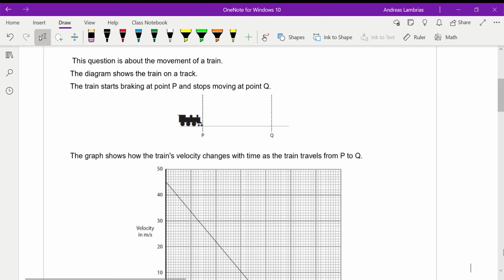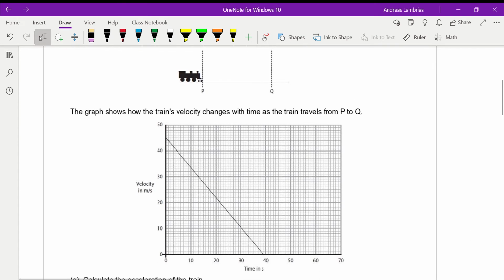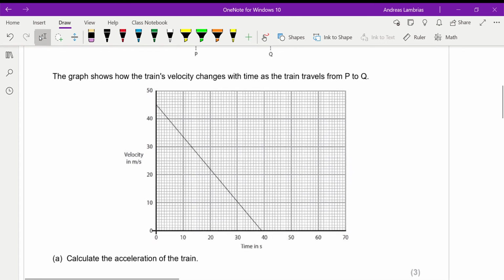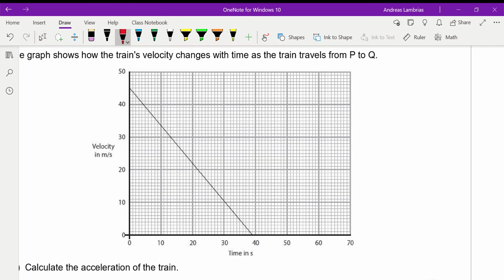Okay, this question is about the movement of a train. The train goes from P to Q. It starts to brake at P and it stops at point Q. And we have the velocity time graph that shows that motion. So we can see that the train starts at a velocity of 45 meters per second and it stops after 39 seconds, where the velocity becomes zero.